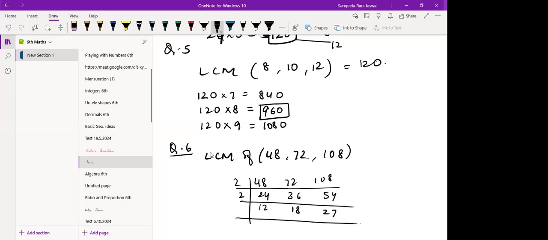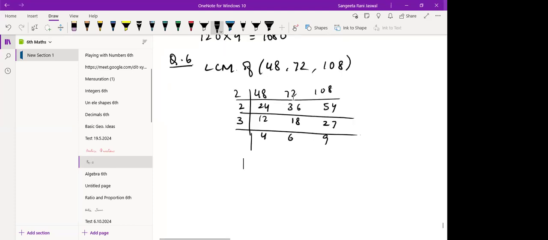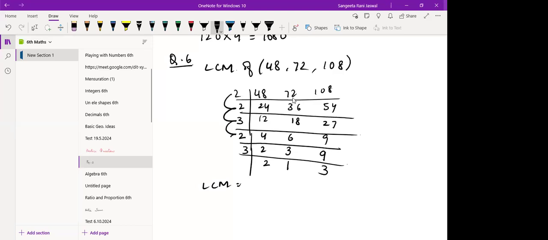3 4s are 12, 3 6s are 18, 3 9s are 27. Now here we can see 4, 6 and 9. So let's take 2: 2 2s are 4, 2 3s are 6, and 9 as it is. Then we have 3, 2 remains as it is, 3 1s are 3, 3 3s are 9. So no common factor is left now. So the LCM is 2 into 2 into 3 into 2 into 3, then into 2 into 1 into 3. So you multiply all these numbers.